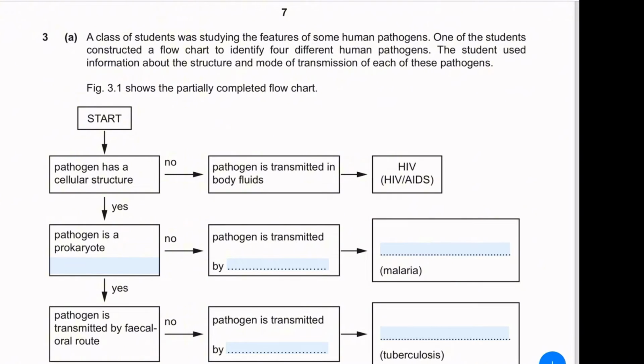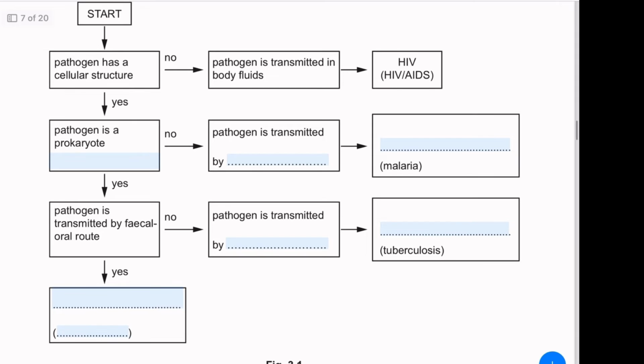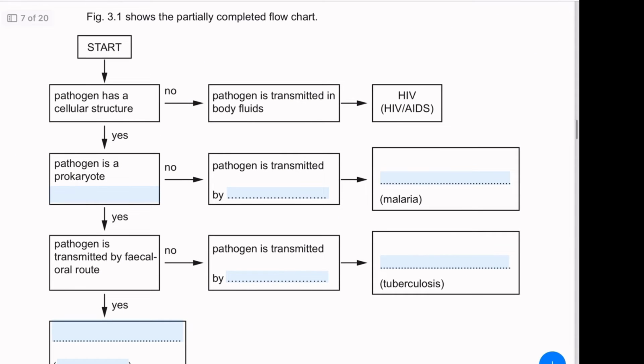Okay, pathogen is a prokaryote, and then no, so pathogen is transmitted by, and so here you have malaria. Okay, and then pathogen is transmitted by fecal or oral route, and then it's tuberculosis. And then if all the answers here are yes, so it has cellular structure, it's a prokaryote, and it is transmitted via fecal and oral route, what is it going to be? And I would guess it's going to be cholera, but let's go ahead and write down the answer to the first one.